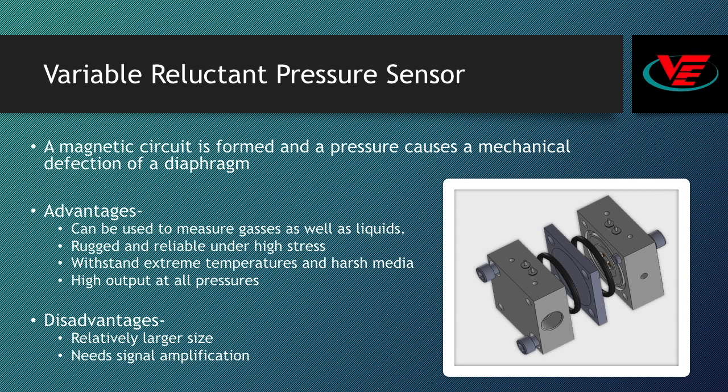Some major advantages are that the sensor can be used to measure both liquids and gases. The sensors are made of stainless steel, so they're durable and resistant to high temperatures and harsh corrosive or oxidizing media. They also provide high outputs at all pressure ranges. That allows variable reluctance technologies to measure the lowest pressure ranges of any sensor. An advantage with this technology that is unique to Validyne is the ability to replace the diaphragm of the unit in order to change the pressure range or repair the unit. The disadvantages of variable reluctance sensors are a relatively larger size and the need for signal amplification.